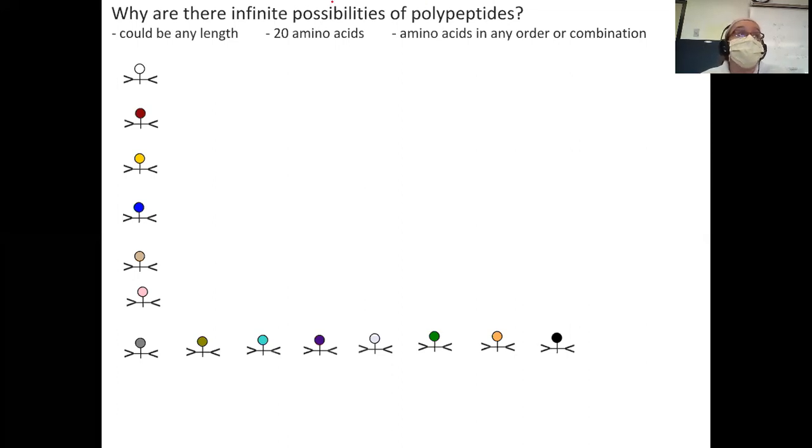So polypeptide is another word that's similar to protein. It's not exactly the same. A protein has been folded. Let me try it down here. Versus a polypeptide is still a straight chain.